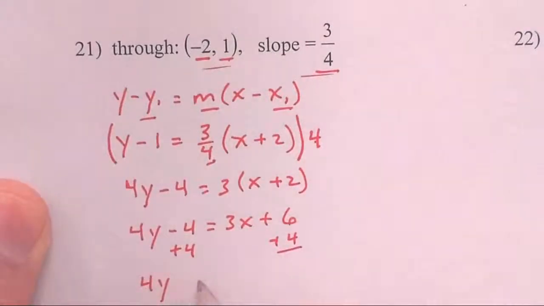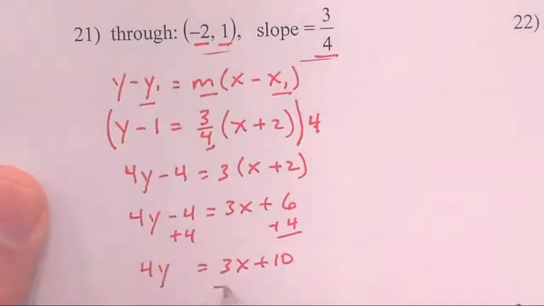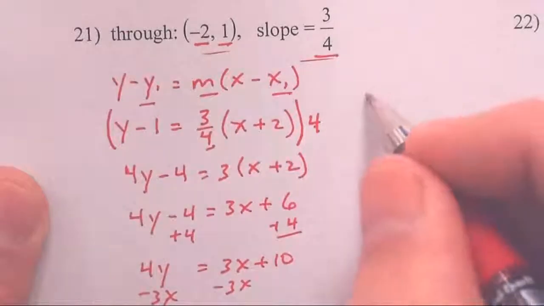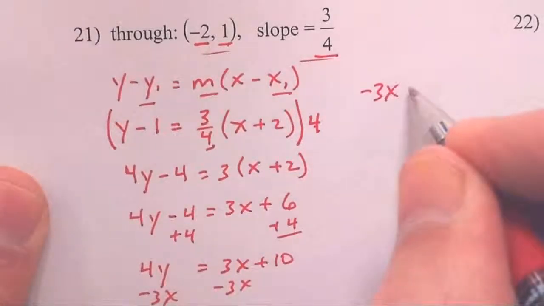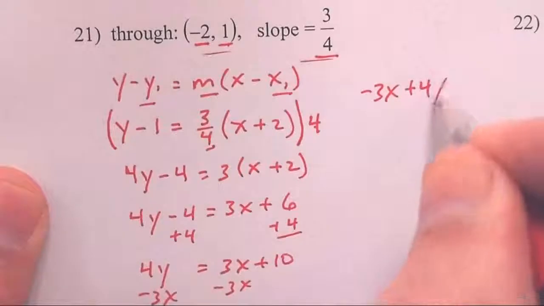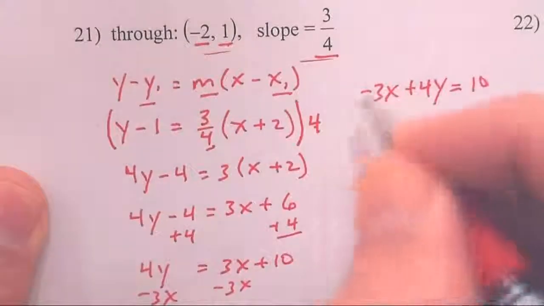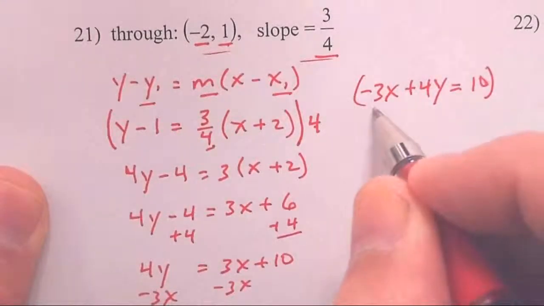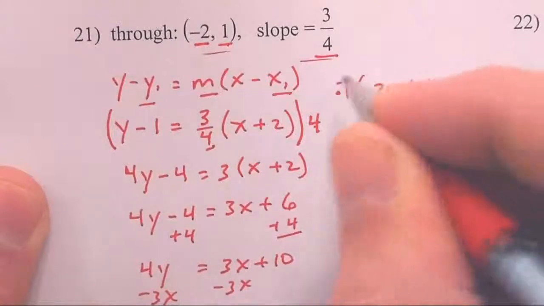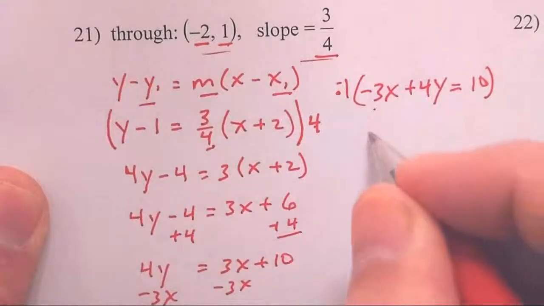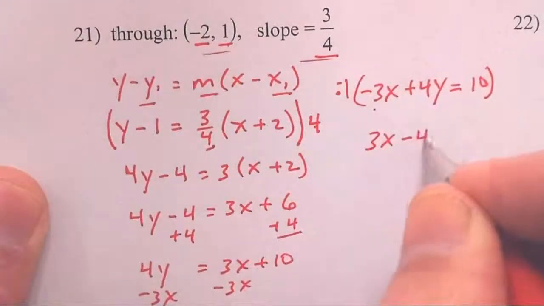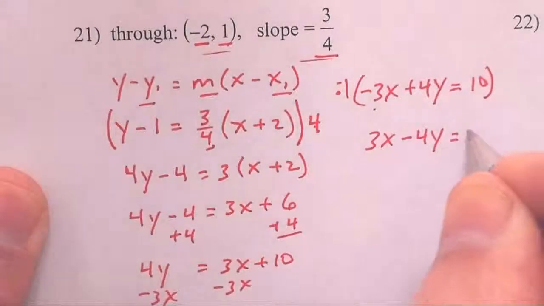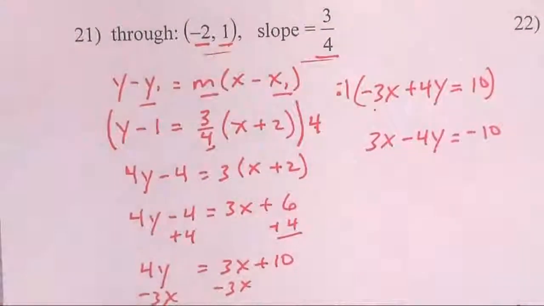4y equals 3x plus 10. I would then subtract 3x. And a minus 3x came over and joined a plus 4y, left behind a 10. I don't want that x term to be negative, times negative 1, both sides. 3x minus 4y equals negative 10.